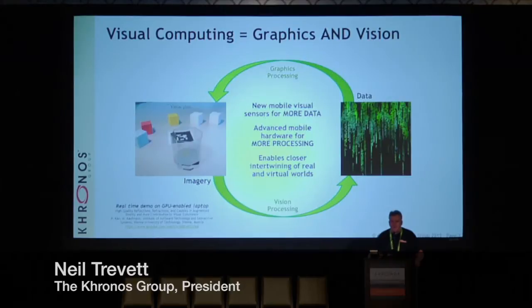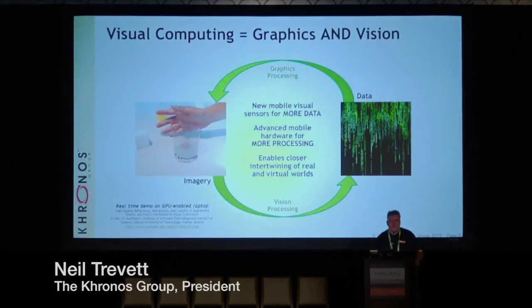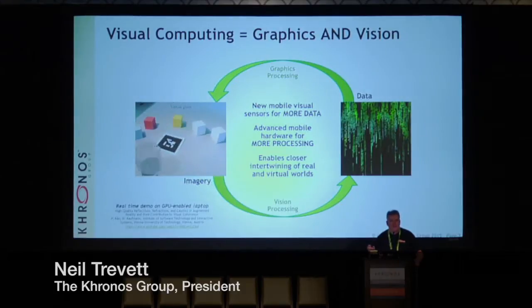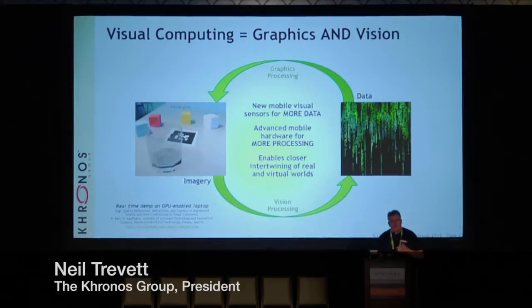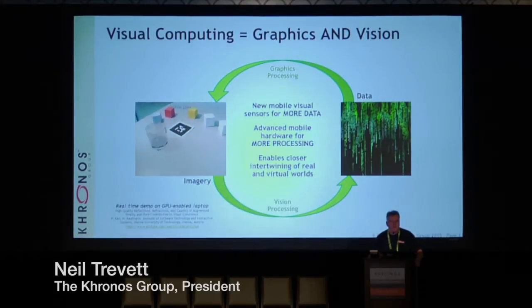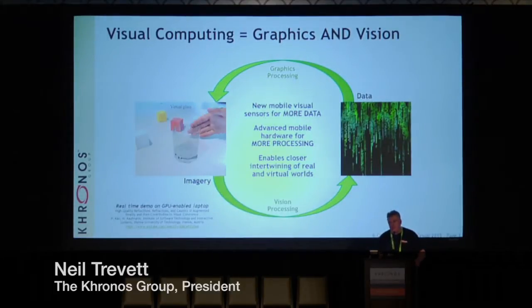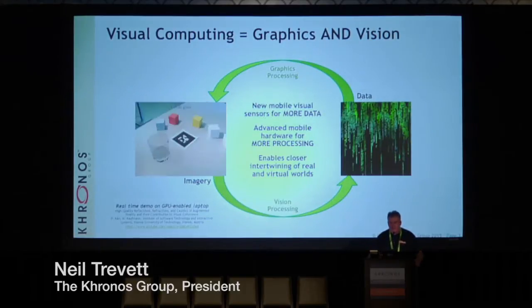We have everyone from Google and Apple all the way down to small companies helping us put these APIs together. And vision processing is becoming more important for SIGGRAPH because it's a part of the visual computing loop. You know, SIGGRAPH, we're focusing mainly on the graphics process, which is taking data and turning it into pixels. But vision processing is the opposite. It's taking pixels from a sensor, camera sensor, and turning it into understanding and data that the application can use.